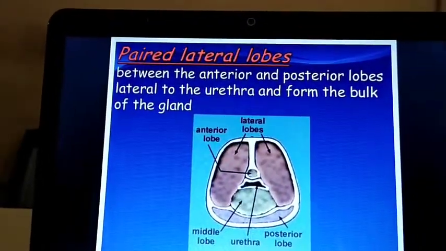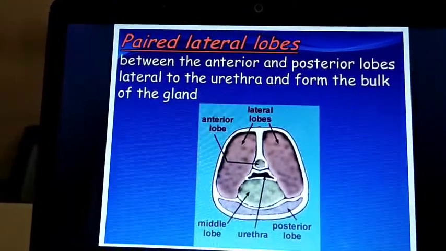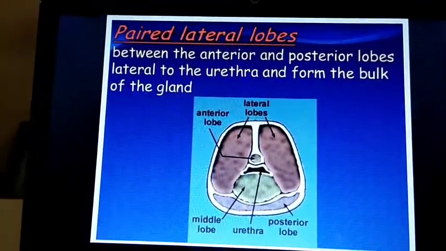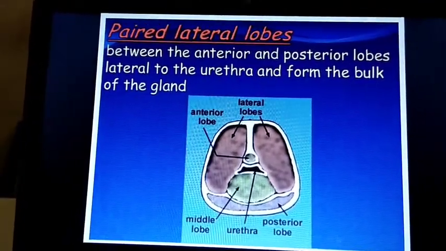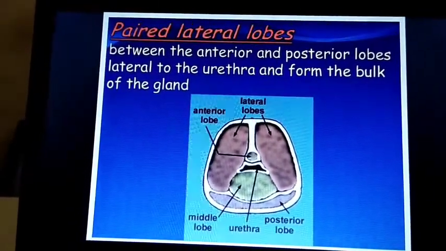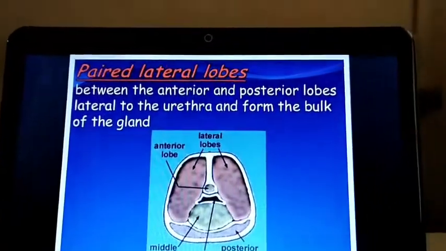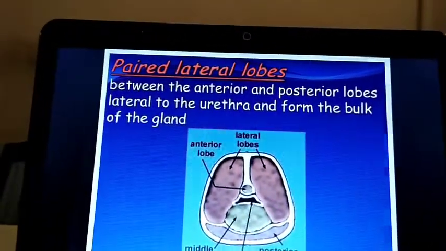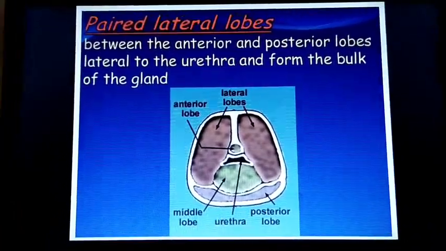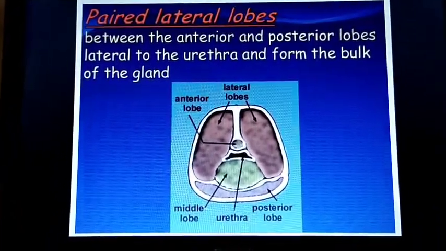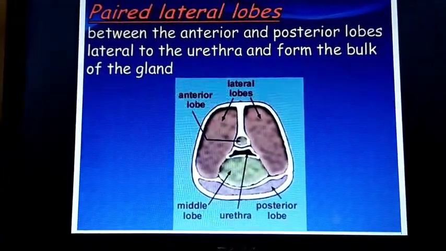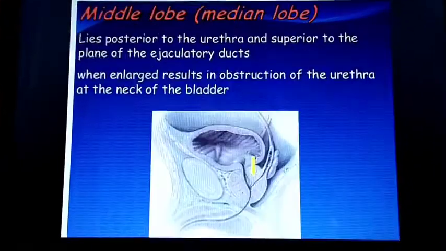Now the paired lateral lobes. These are lateral to the urethra, that's why it is called a lateral lobe. They lie between the anterior and posterior lobes, lateral to the urethra, and form the bulk of the gland. Most of the gland is covered by the lateral lobes only. You can easily palpate them during rectal digital examination or anal digital examination.